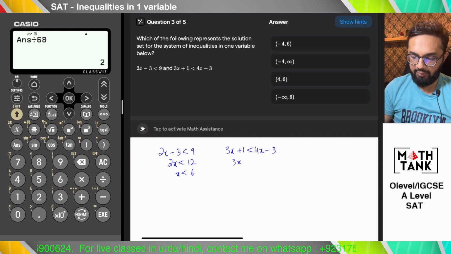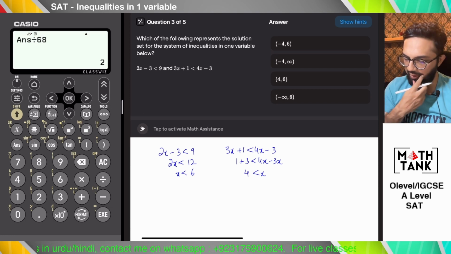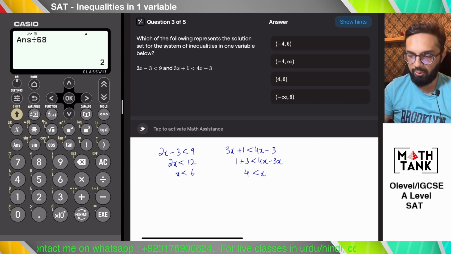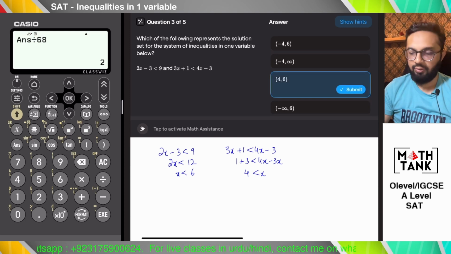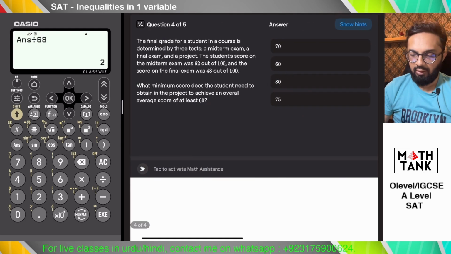3x, okay, let's move 3x to the other side. 1 plus 3, 4x minus 3x, x is greater than 4. So x is greater than 4, but x is less than 6. Both of them are not included. So greater than 4 and less than 6 is this interval. I'm going to say that 4 is not included, 6 is not included. Therefore, both are round brackets. Let's see the next question.